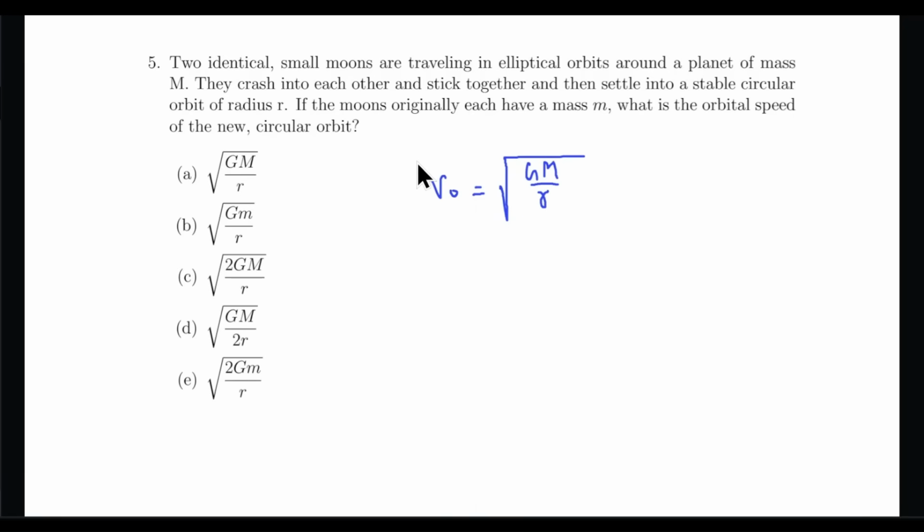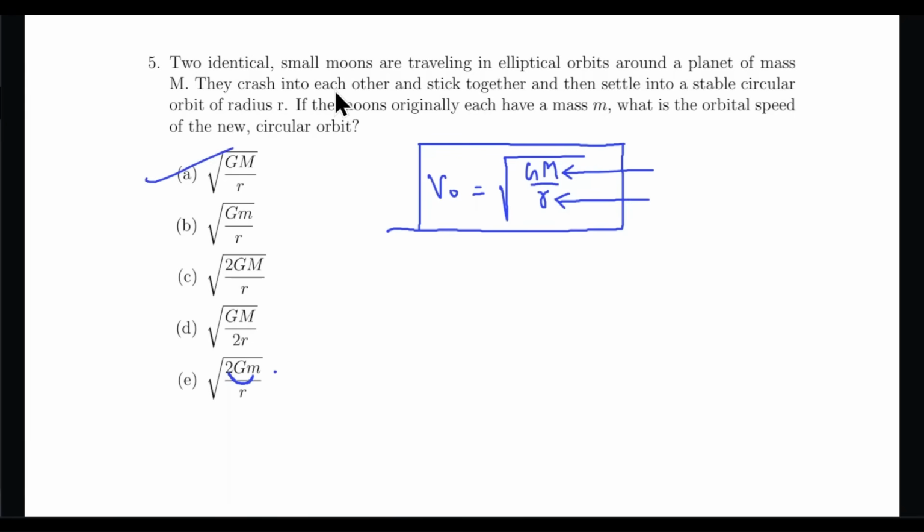So since the formula is root GM over r and mass of the planet is not really changing, radius of the planet is just same as r, you might think that it is E because the two masses join and becomes 2m, but no, it does not depend on the mass of the object that is rotating, but on that planet, which is just capital M. So the answer is option A.